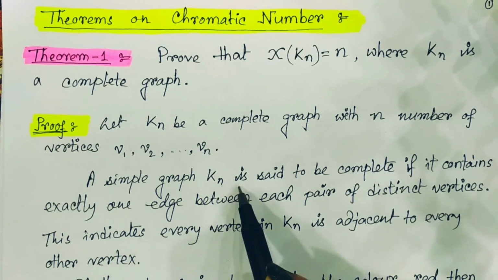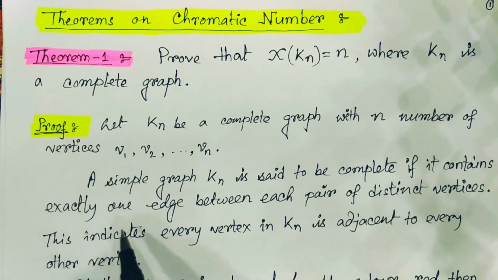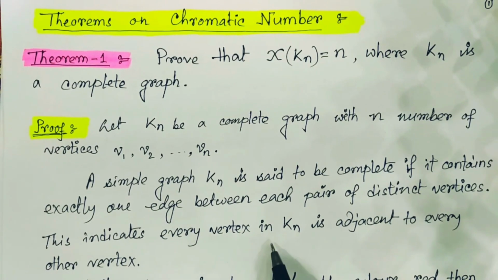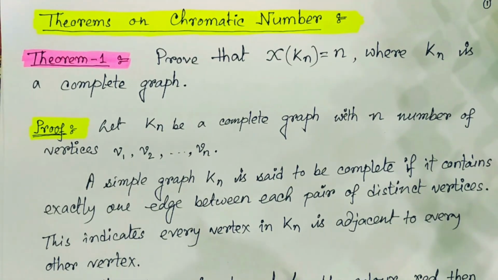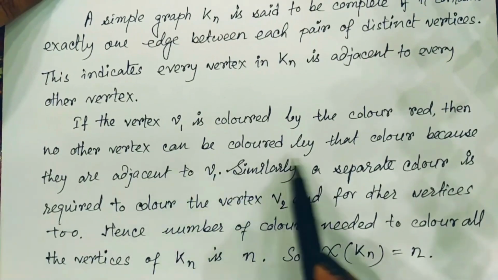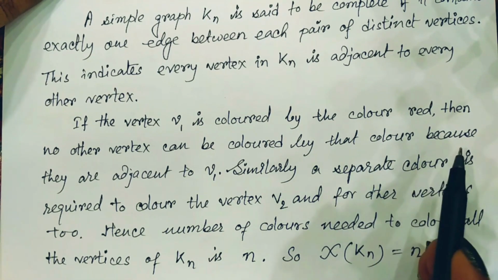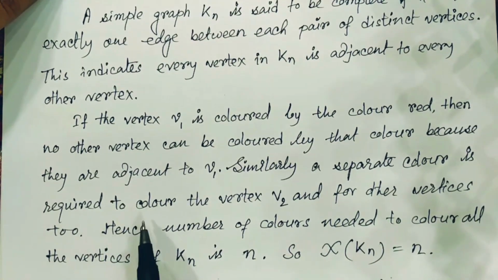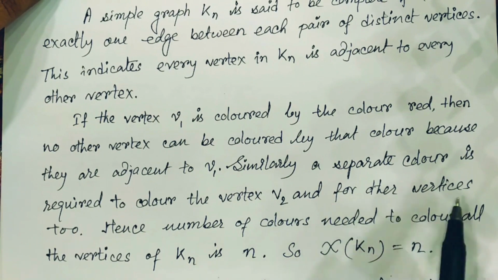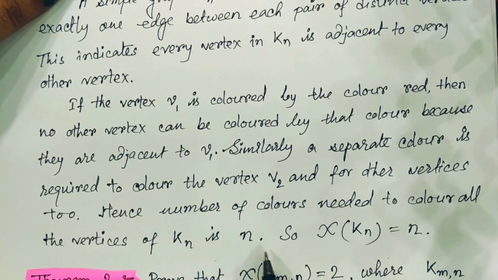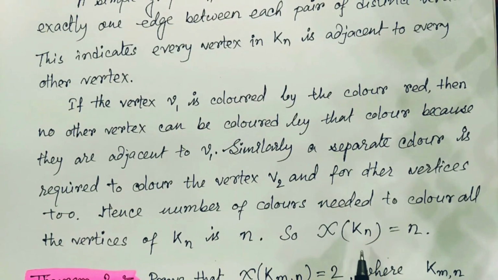A simple graph Kn is said to be complete if it contains exactly one edge between each pair of distinct vertices. This indicates every vertex in Kn is adjacent to every other vertex. So, if the vertex v1 is colored red, then no other vertex can be colored by that color, red, because they are adjacent to v1. Similarly, a separate color is required to color the vertex v2 and for the other vertices too. Hence, the number of colors needed to color all the vertices of Kn is n. So, we can say the chromatic number of Kn is n.